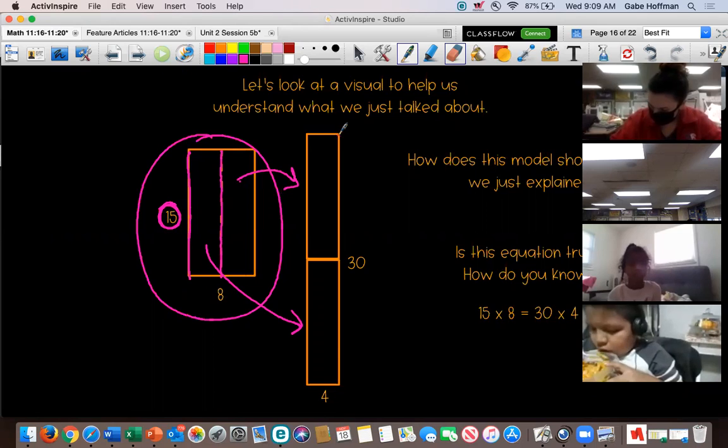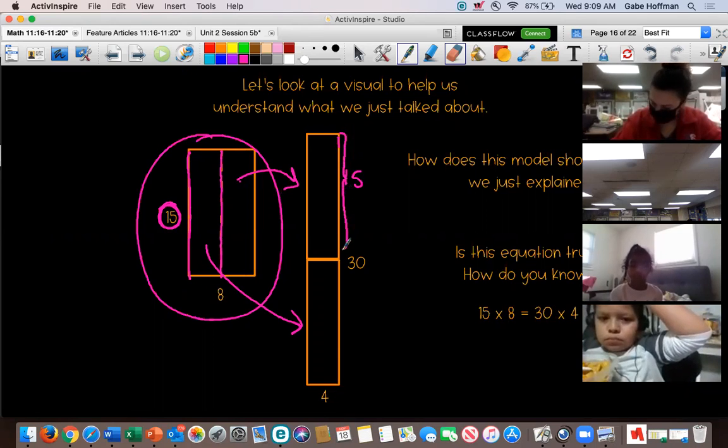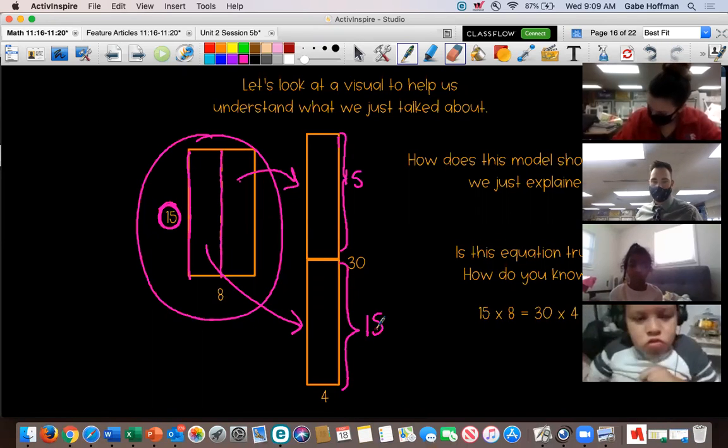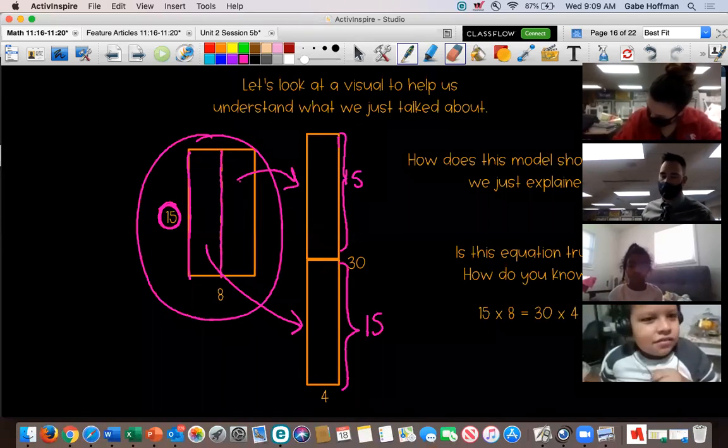Well, now we have two of those. So we have 15 here and we have 15 down here. So we doubled our 15 to 30 and we cut our 8 in half to 4, but we stacked them on top of each other. Are those the exact same amount? Did we change the amount we had right there?